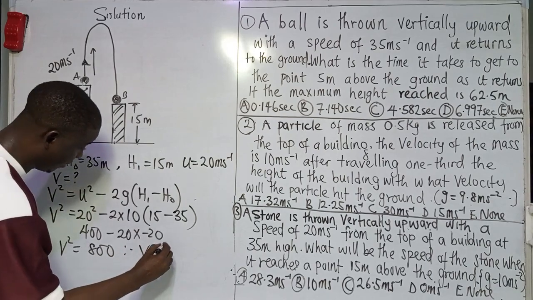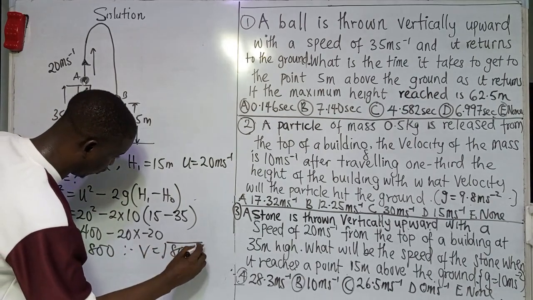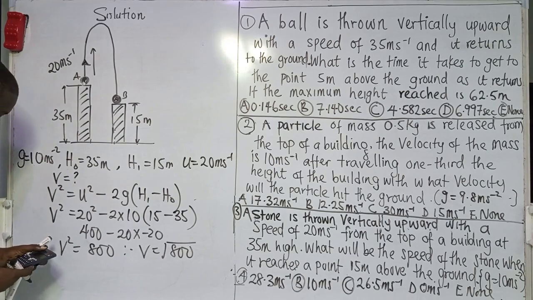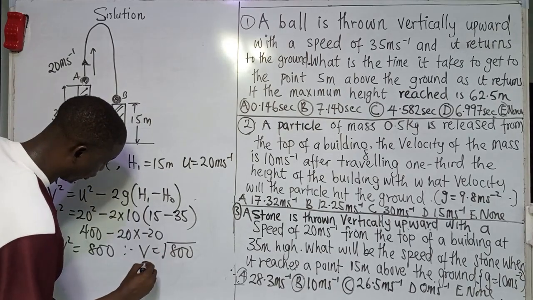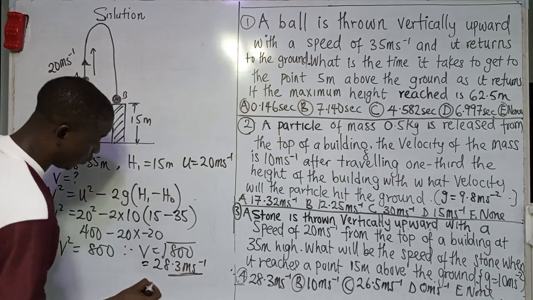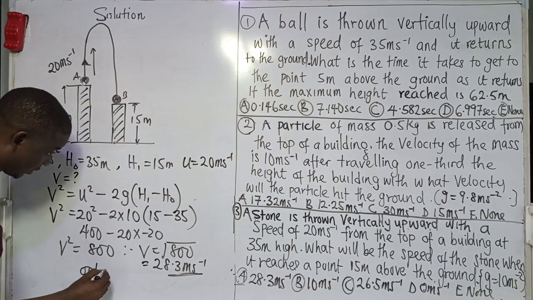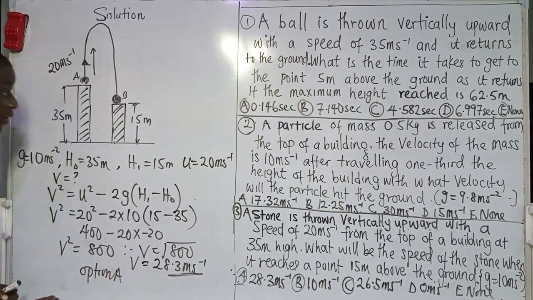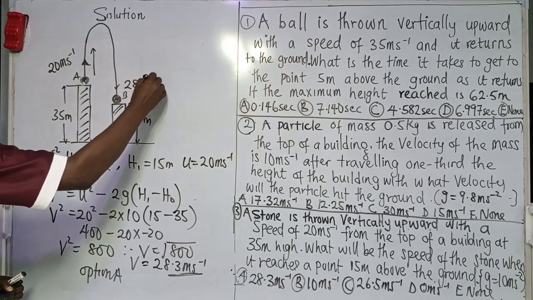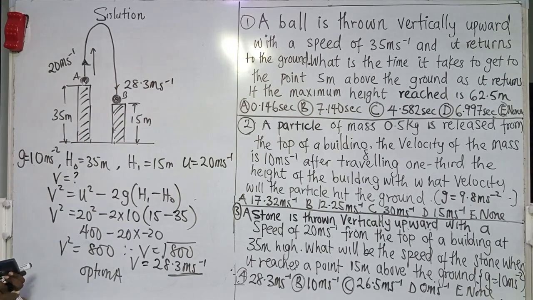What is our V now? The square root of 800 will give us 28.3. 28.3 approximately, 28.3 meters per second. So that should be option A. So our velocity of impact at B is approximately 28.3 meters per second.